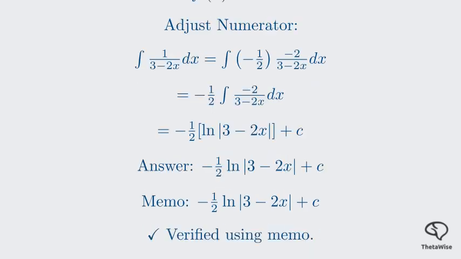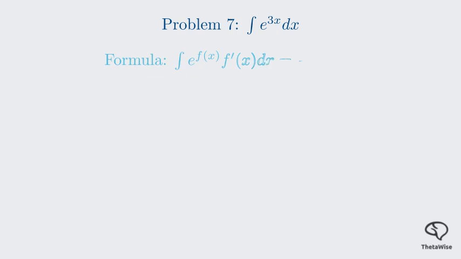Verified using memo. Now let's tackle problem 7, which introduces exponential functions. We need to integrate e to the power of 3x. This problem uses another key integration by inspection formula. The formula states that the integral of e to the power of f of x, multiplied by its derivative f prime of x, is simply e to the power of f of x plus c. The logic is straightforward. The derivative of e to the f of x is e to the f of x times f prime of x. So integrating that gives us back the original function.